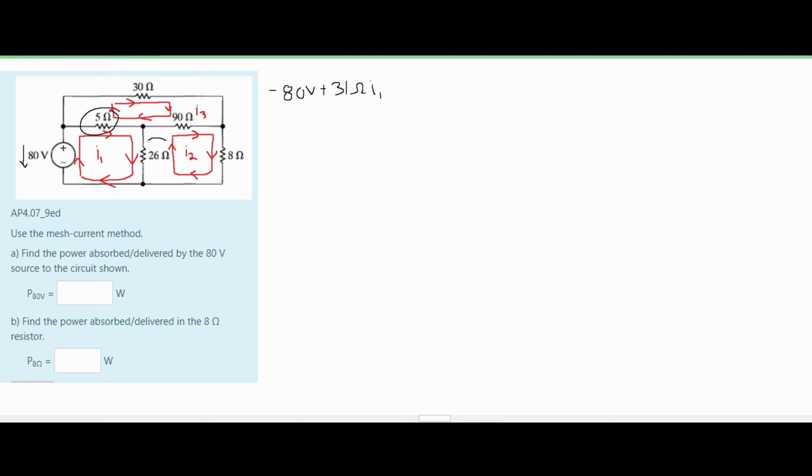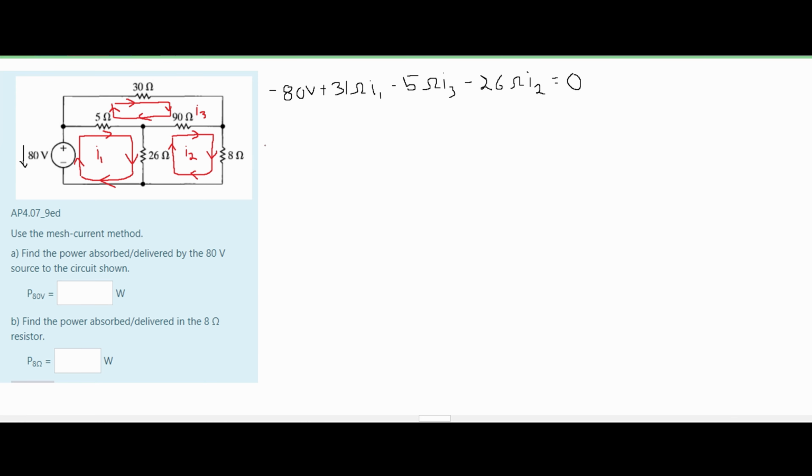This is next to our I3, and this is next to our I2. So we have to subtract this because they're going in opposite directions. Our I1 is going this way, while our I3 is going this way. Same thing for our I2, it's going this way, and our I1 is going this way. So we need to compensate for that. We're going to have a minus 5 ohms, and this is for our I3. And then we're also going to have a minus 26 ohms, and this is for our I2, and this is equal to 0.